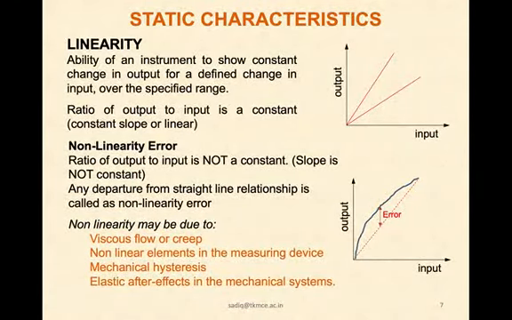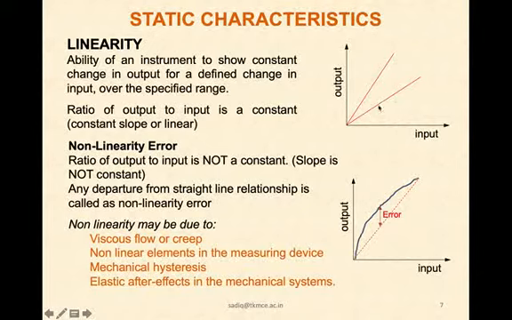Another static characteristic is linearity. It is the ability of an instrument to show a constant change in output for a defined change in input over a specified range. Take this case, here we have input and output. This is one kind of measurement, and this is another kind of measurement.